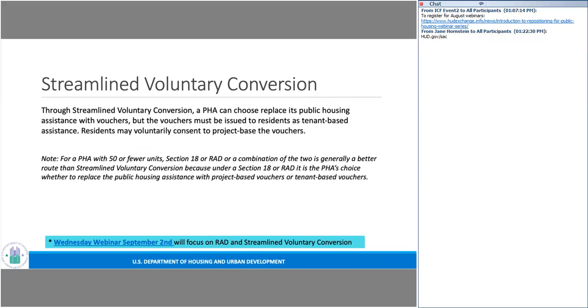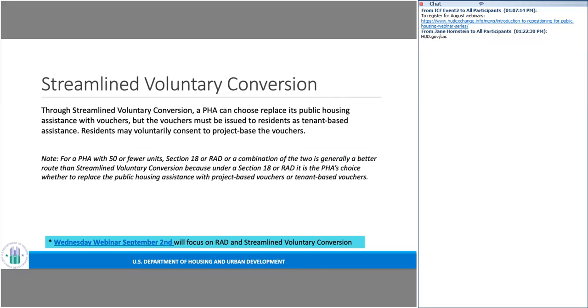Another option for housing authorities with 50 units or less would be a streamlined voluntary conversion. Under the streamlined voluntary conversion, the one issue is the residents have to be issued the vouchers. So if you are going to project-base the vouchers, the residents have to consent in writing. You cannot assume that you can project-base under streamlined voluntary conversion. So that makes it a little more complicated.